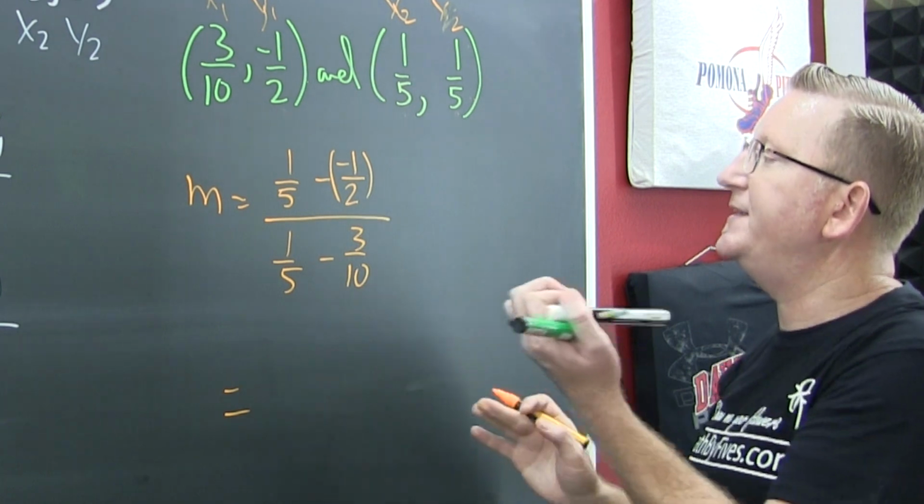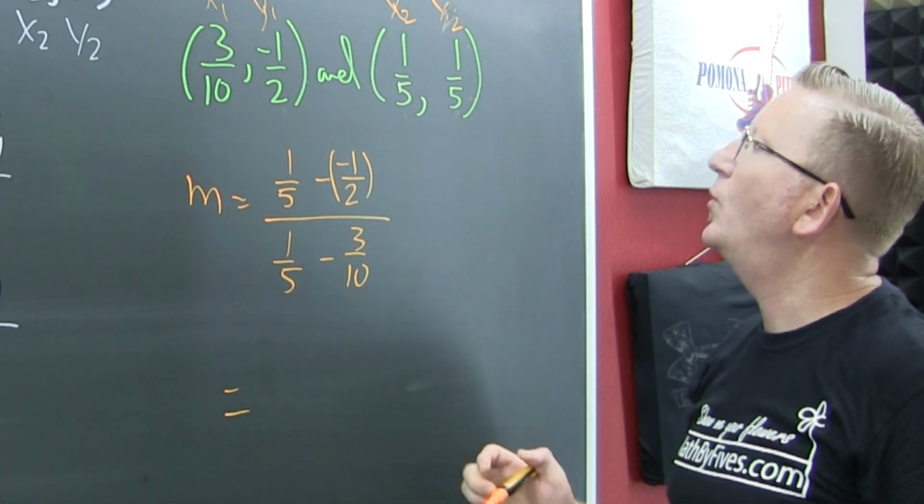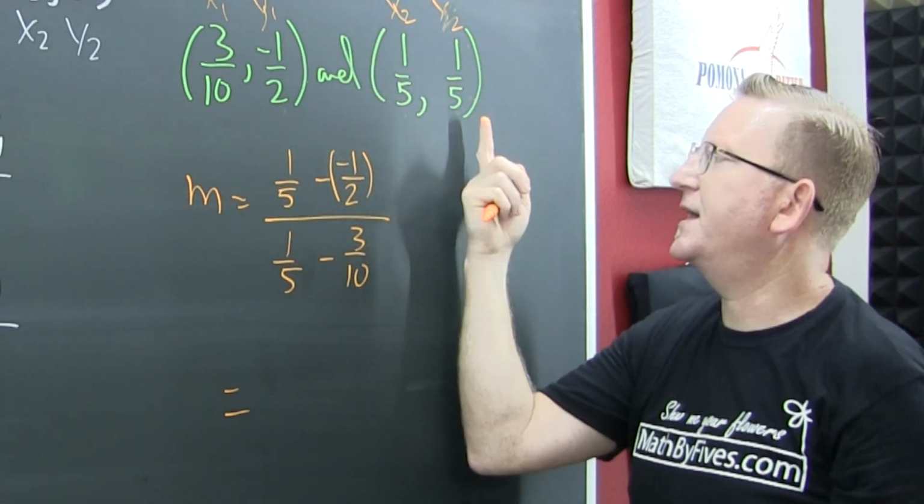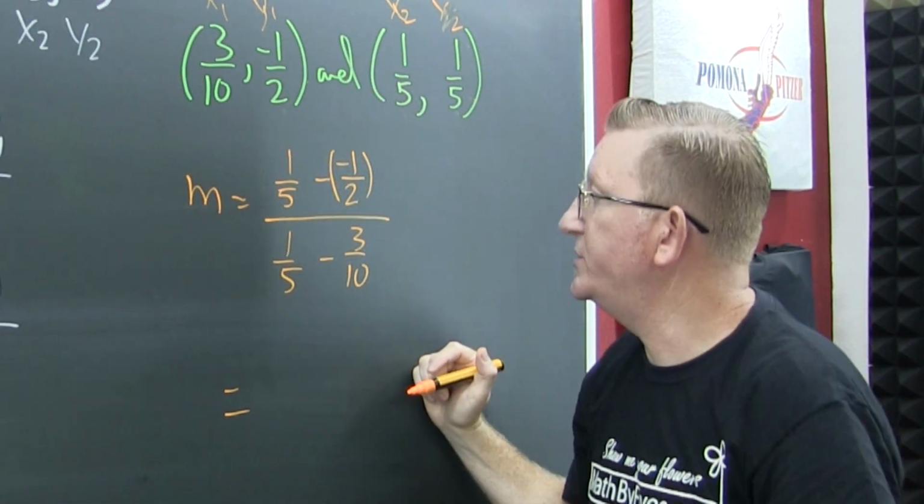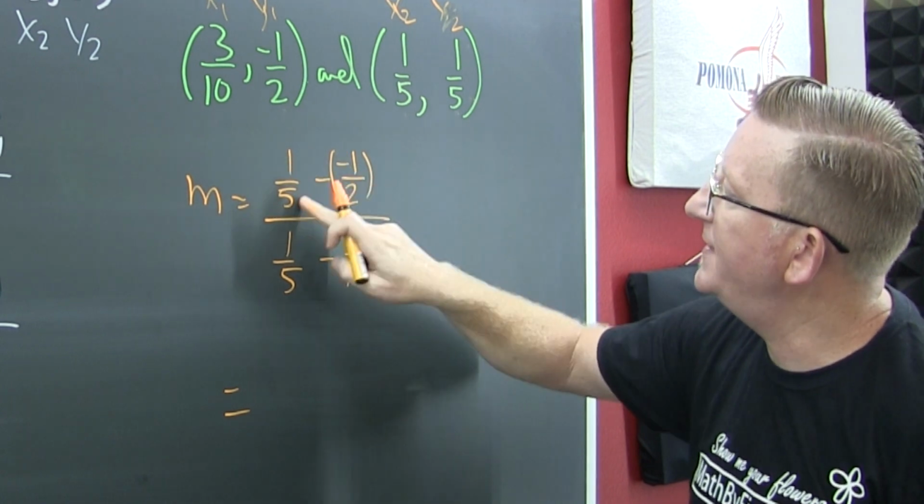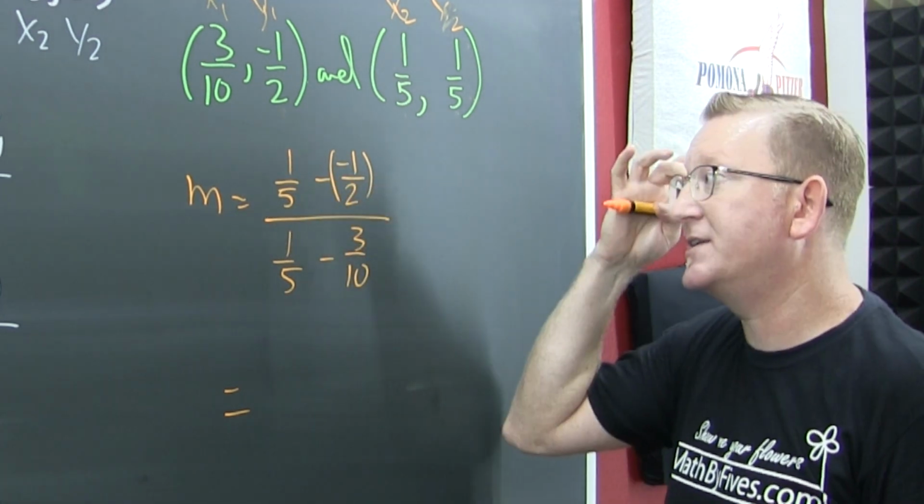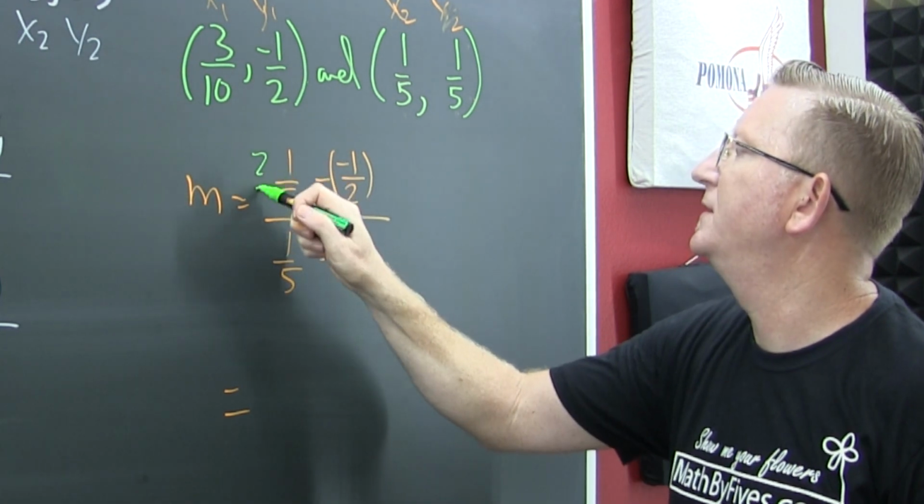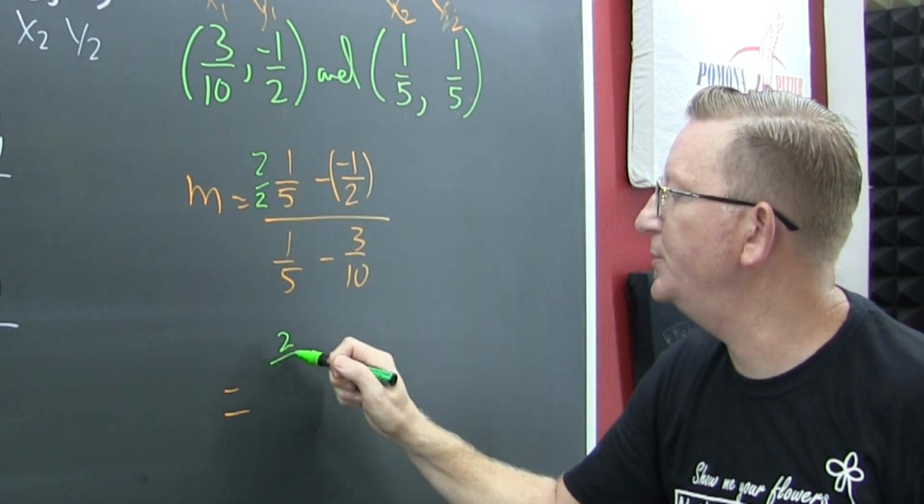So what do I need to do? I need to get common denominators. Does it matter the order that I do them in? Actually, no, it doesn't. I can do them in any order. So my common denominator is going to be 10. I'm going to multiply this one by 2 over 2, and that's how I get 2/10.